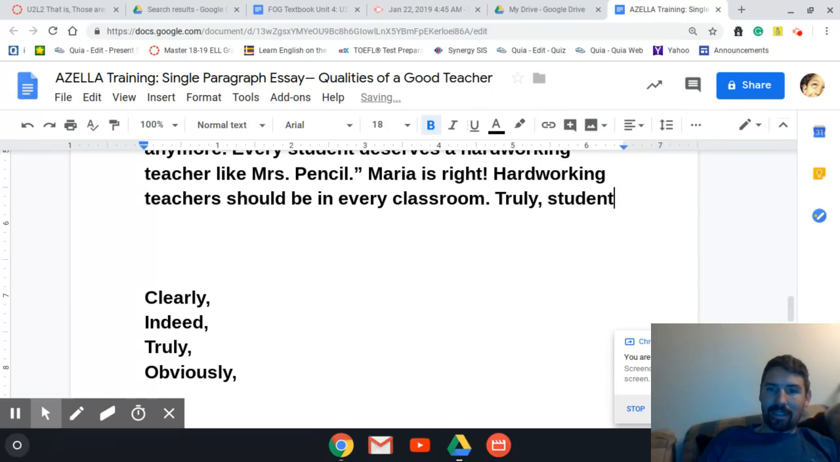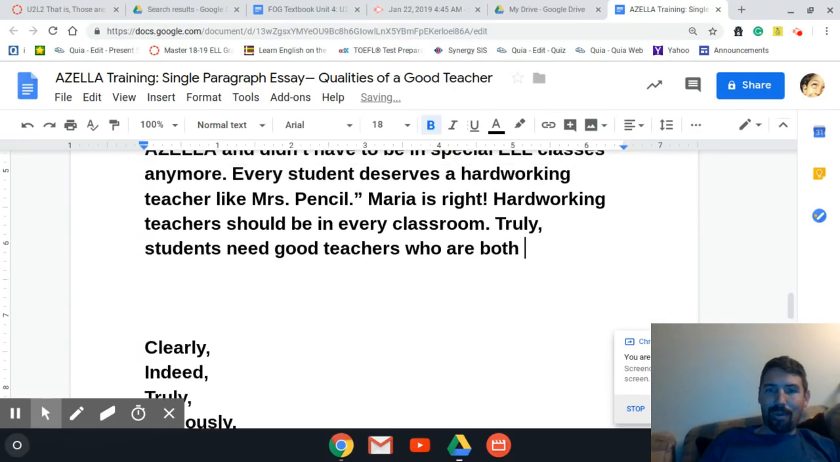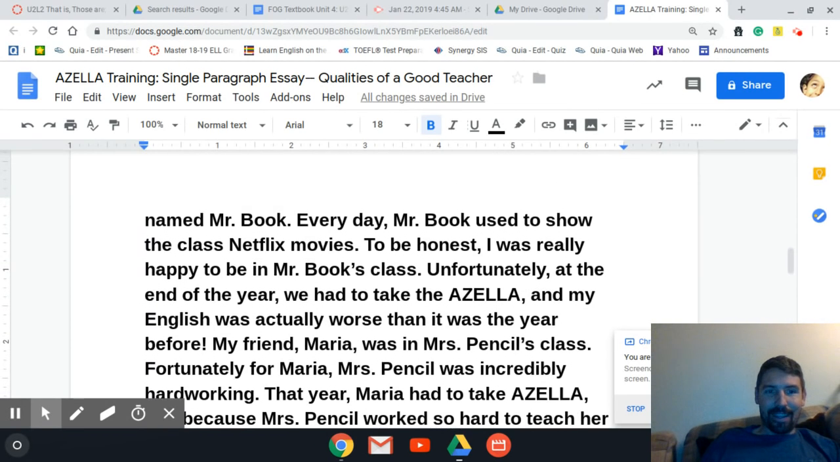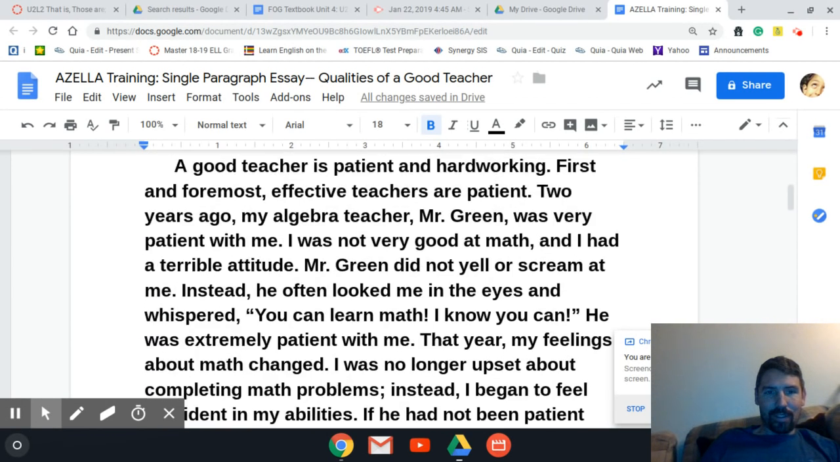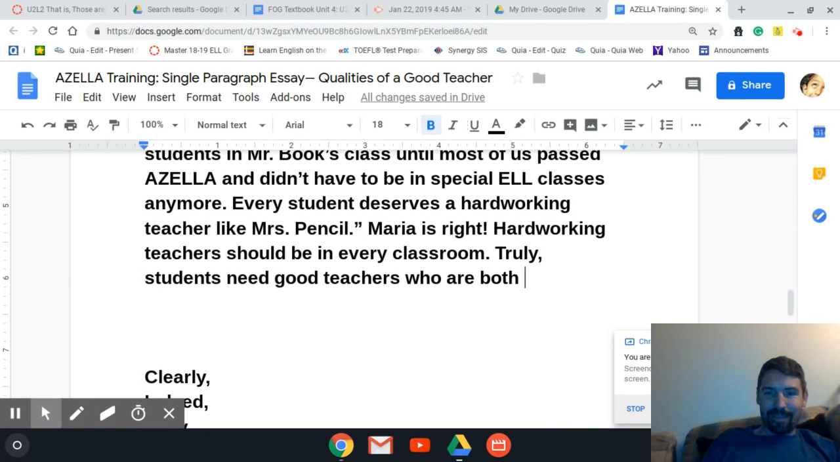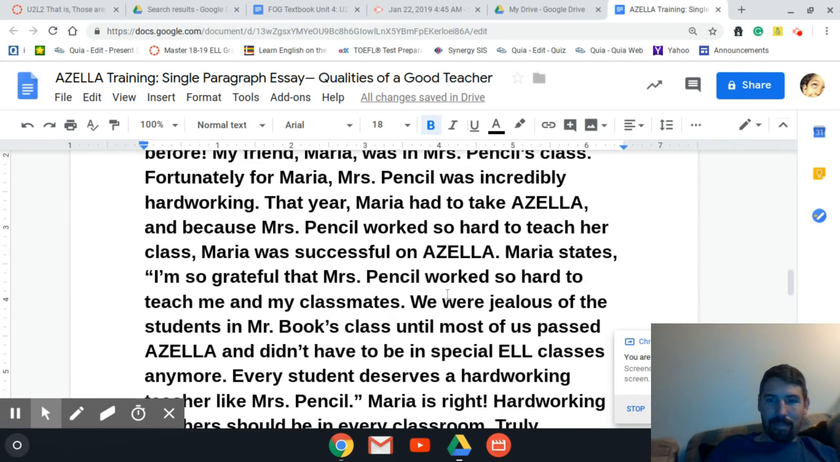students need. The whole thing was about good teachers, right? Good teachers who are both. I already forgot what my first one was, so I'm going to go back to my topic sentence. We're both patient and hardworking. That's what it's all about. And that is your whole paragraph.